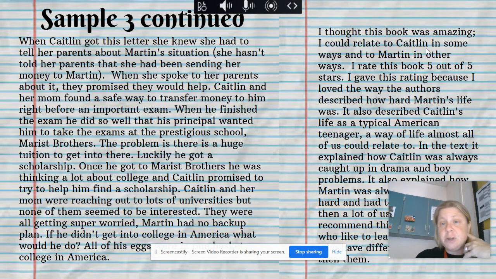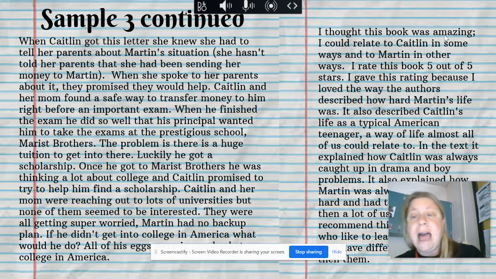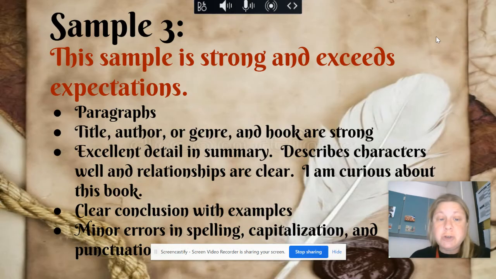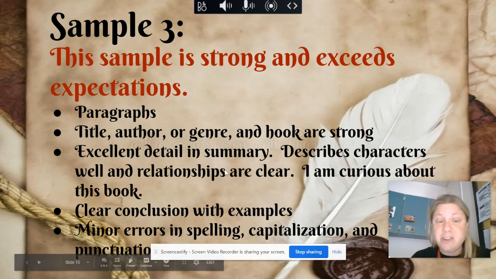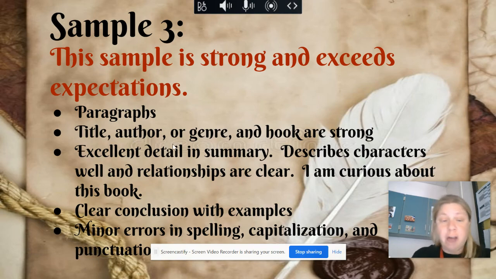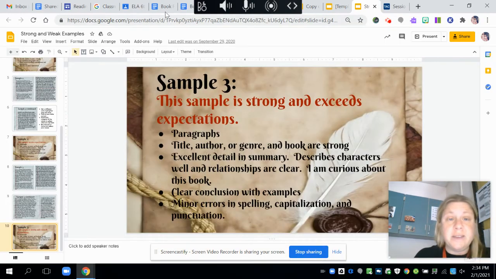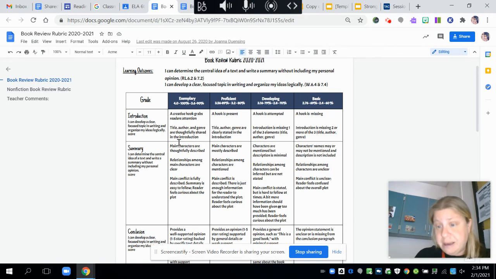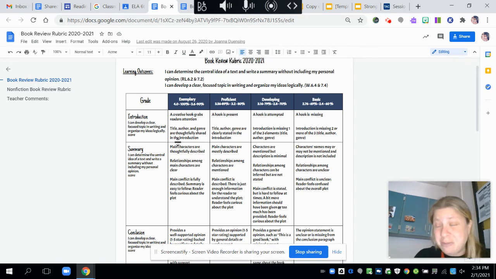And then this person's conclusion is, I thought this book was amazing. I could relate to Caitlin in some ways and to Martin in other ways. I rate this book 5 out of 5 stars. I gave this rating because I love the way the authors described how hard Martin's life was. So again, giving a lot more detail in there. As you look at this, I would call it a clear conclusion. It's got great information in the summary. They've included the title, author, and genre. So I think this is a really strong piece of writing, and I would score this one in the exemplary category, to be honest.